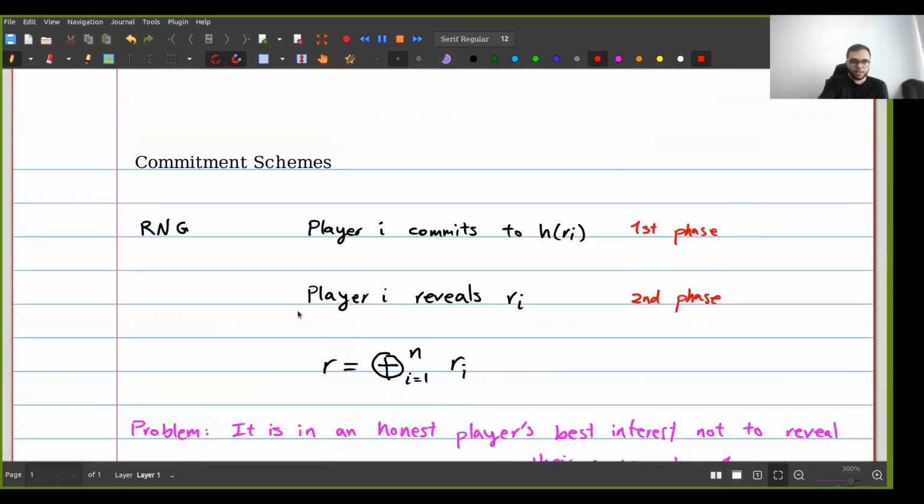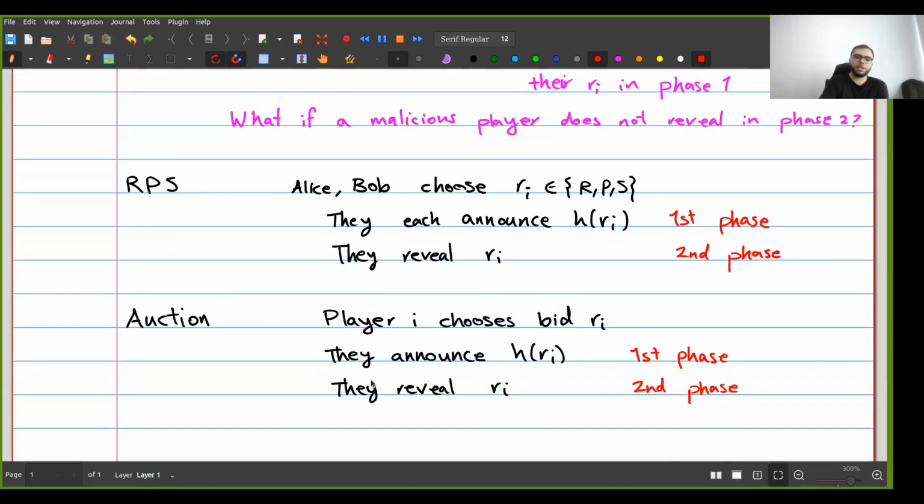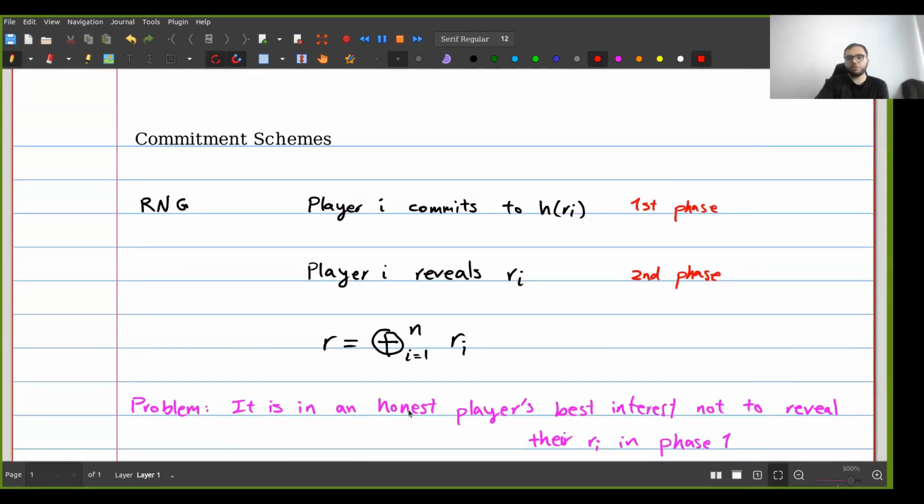But all three of these protocols have basically the same situation, where the problem is that a malicious person might choose not to reveal their value. And for all of them, we can have the same solution, and the solution is to just have a huge deposit. Okay, so I can say that in the first phase, when player i commits to the hash of R_i, they have to also pay a huge deposit D. Okay, and then if in the second phase they don't reveal, then we would just confiscate their deposits.